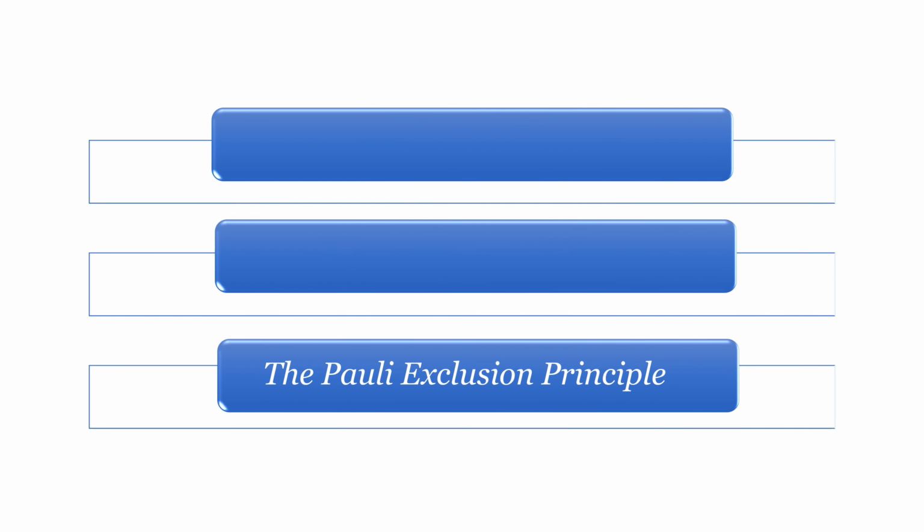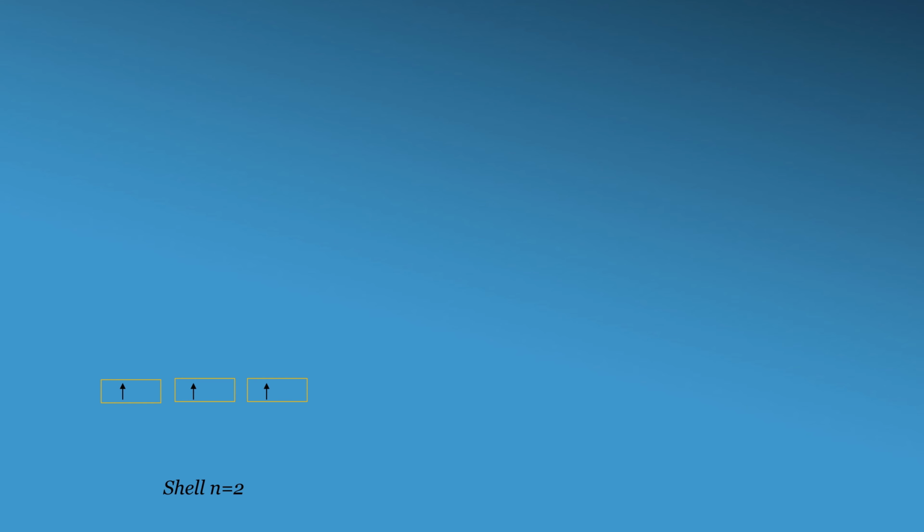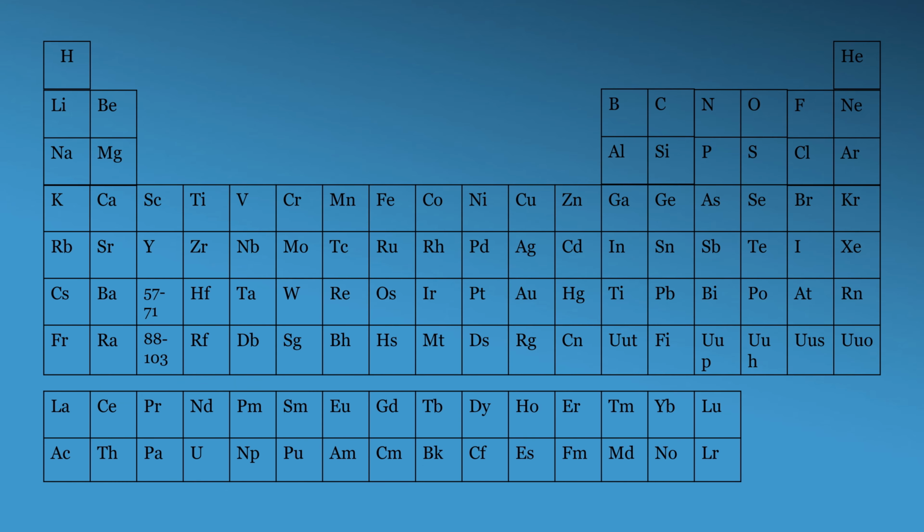The third and final rule of filling orbitals is the Pauli exclusion principle. This principle states that no two electrons in an atom can have the same set of quantum numbers. This means that when filling electrons, the two electrons in each orbital must have opposite spin directions. This is only possible by filling all the single electrons in the upward direction and then pairing them with electrons in the downward direction. Let's now try to represent the electron configuration for the sodium atom, which has 11 electrons.